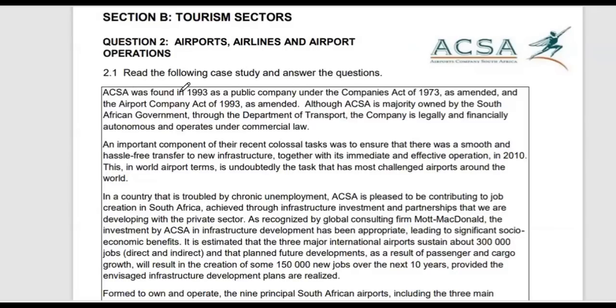Airports Company South Africa was founded in 1993 as a public company under the Companies Act of 1973, as amended, and the Airport Company Act of 1993 as amended. Although Airports Company South Africa is majority owned by the South African government through the Department of Transport, the company is legally and financially autonomous and operates under commercial law.